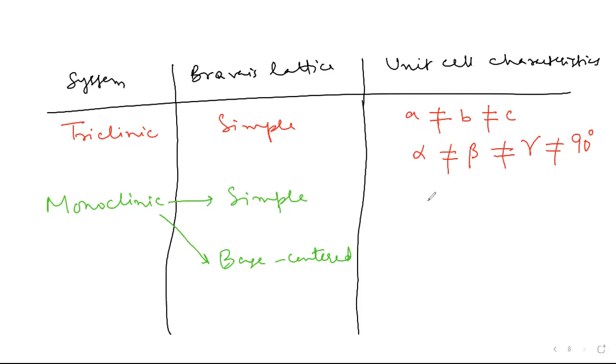What are the unit cell characteristics? a not equal to b, not equal to c, alpha equal to beta equal to 90 degrees, not equal to gamma. Check it. So in case of monoclinic, all three sides are unequal. Two angles, alpha and beta, are equal and equal to 90 degrees, but gamma is not equal to 90 degrees, right? Then let us move to the third one.